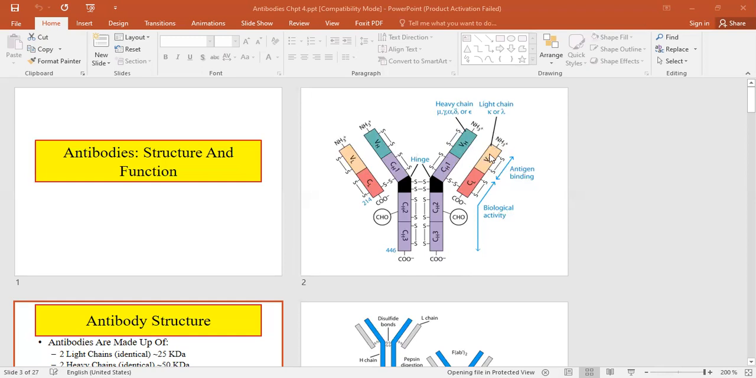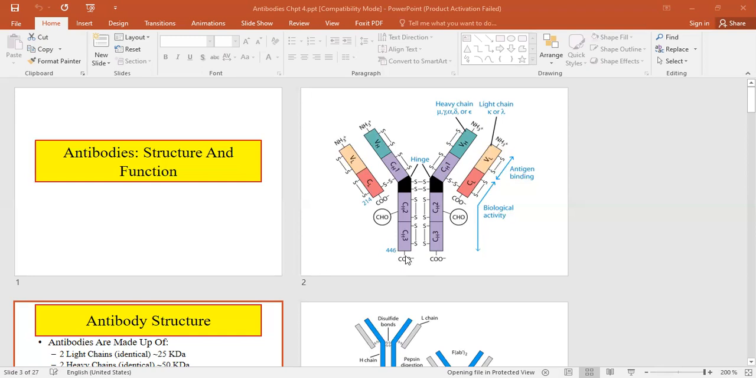So VH and VL are the variable region of heavy chain and the light chain. CH1, CH2, CH3 are the constant region of the heavy chain. The light chain is also there. The two types of light chain will be there, kappa and lambda. And if you talk about the heavy chains, there are five heavy chains: mu, gamma, alpha, delta, or epsilon. This is the hinge region which is present between the heavy chain and the light chain.